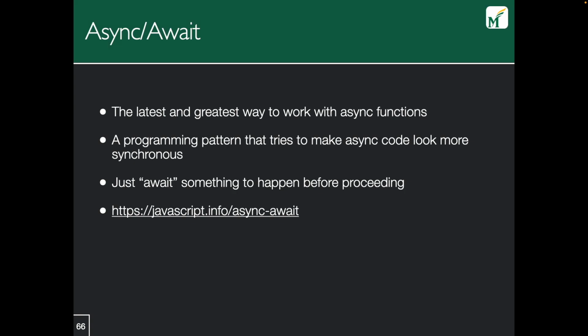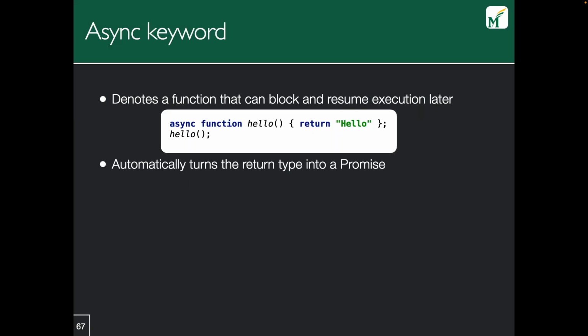So basically, the key idea here with async and await is that you can declare any function to be an asynchronous function. And then you can essentially await for something to happen before proceeding. And we'll see some actual examples of this in just a sec. So this is what this looks like, right? We have this function that we've declared that is just returning hello.